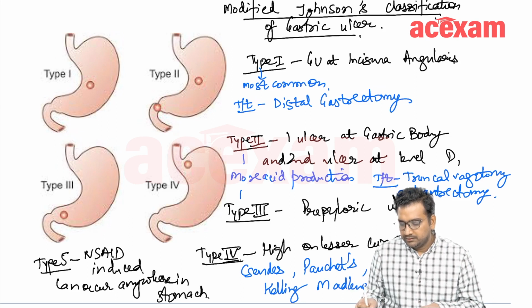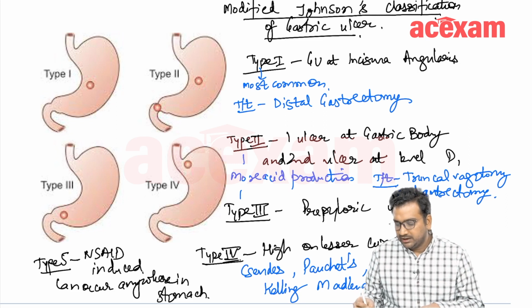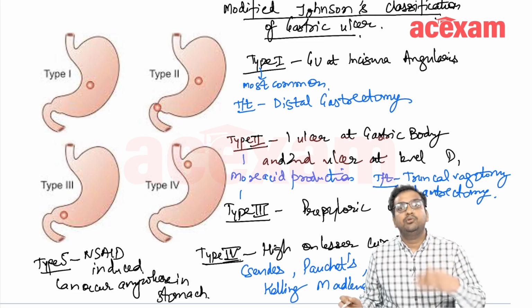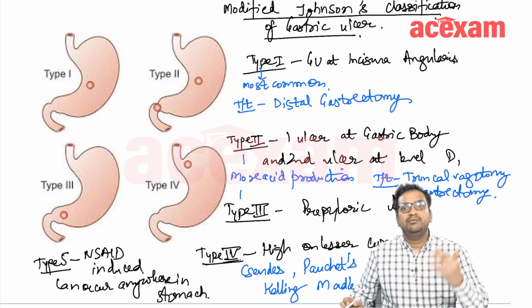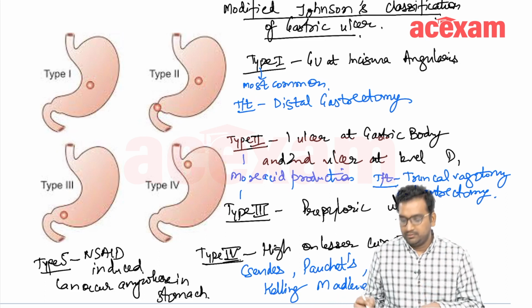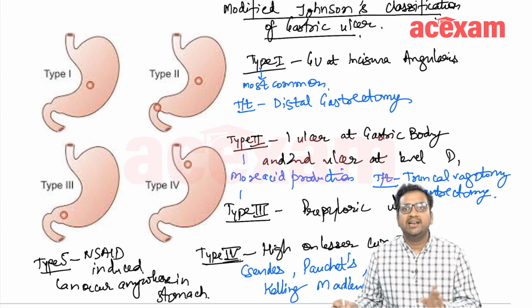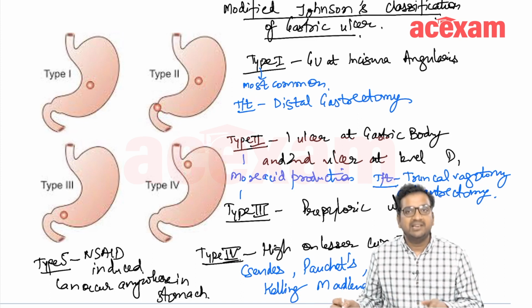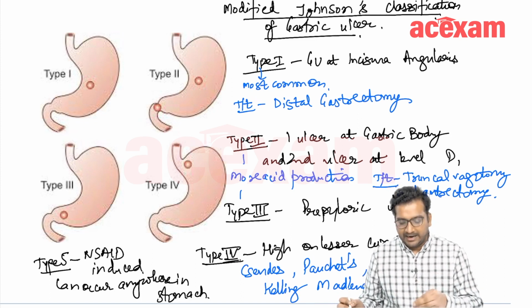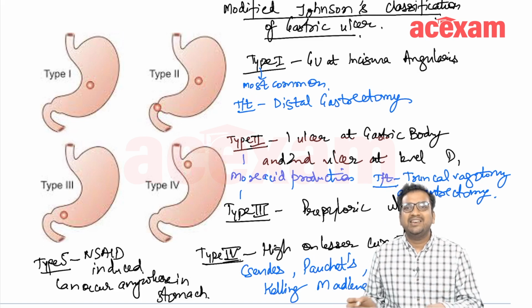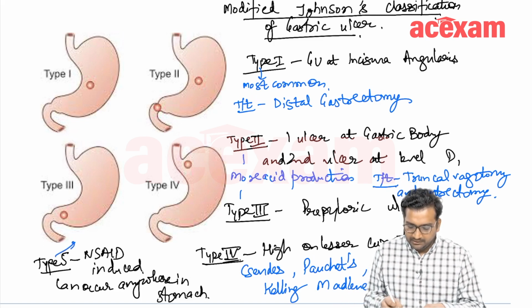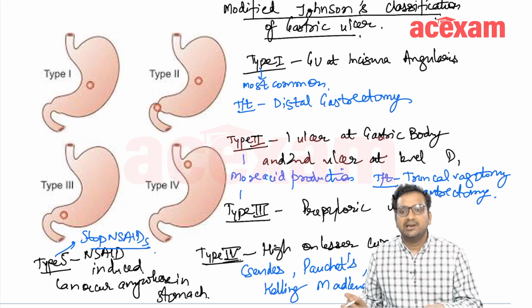Okay, so what they generally ask is Shoemaker procedure is performed in which type of gastric ulcer? So it is for type 4. Okay, so these names are important: Sandys, Pauchet, Shoemaker, and Kelling-Madlener. Then type 5 is NSAID induced, can occur anywhere in the stomach. And what is the treatment? We have to stop NSAIDs. So this is regarding the modified Johnson classification of gastric ulcer.